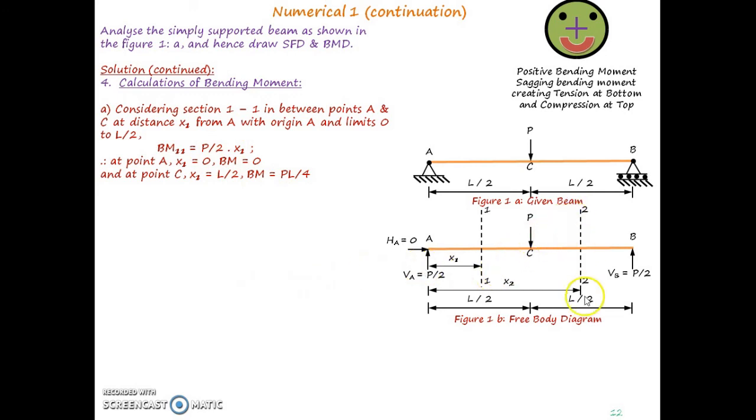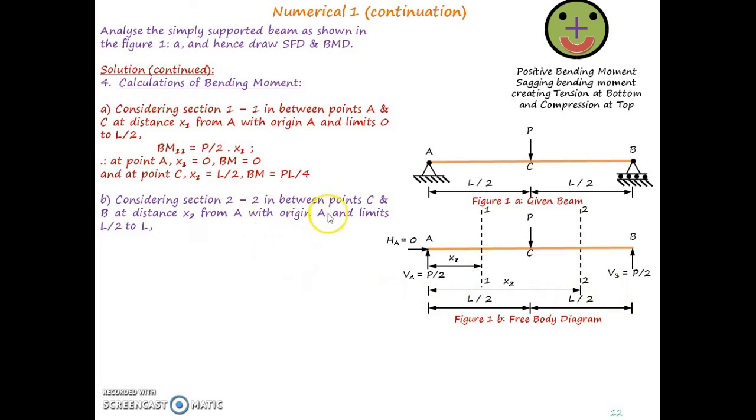Now with section 2-2, considering section 2-2 in between points C and B at distance x2, and again considering that the origin is A, the distance from A to C is L by 2. So for x2, the limits become L by 2 and L. The equation can be written like this. At the left of section 2-2, we have two forces. One force is P by 2, that is the reaction at A, so due to this reaction we will have a bending moment of P by 2 into x2.